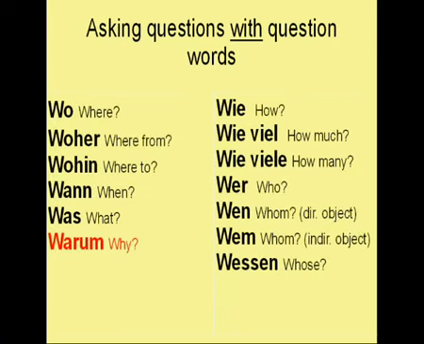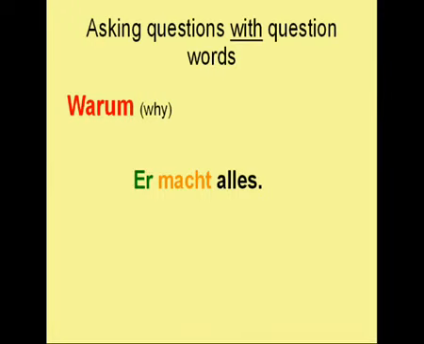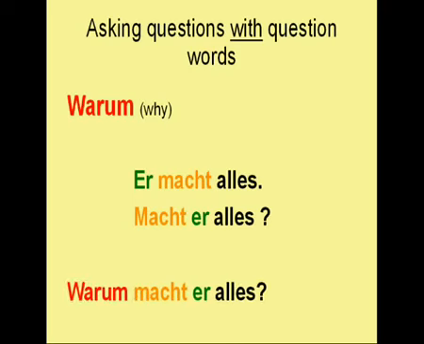Warum means why. "Er macht alles," which means he does everything, or he makes everything. The question would be "macht er alles?" Does he make everything? Does he do everything? And finally, with question word, "warum macht er alles?" Why does he make everything? Why does he do everything?